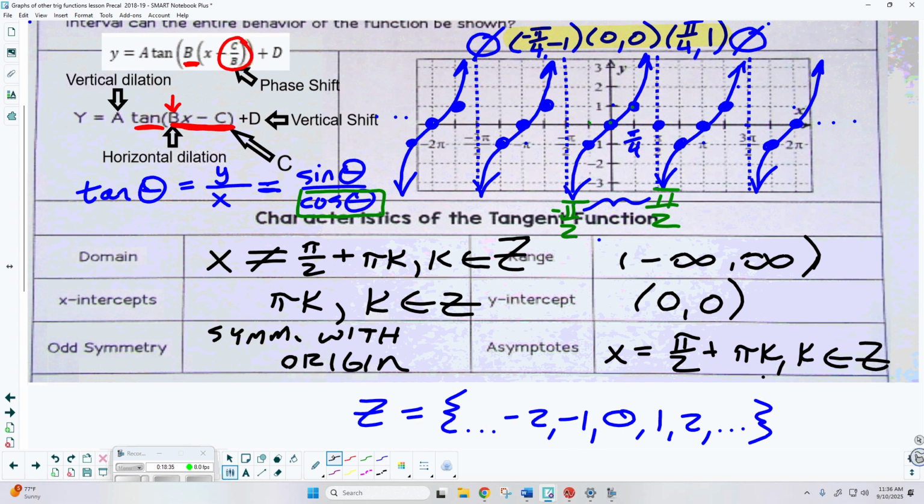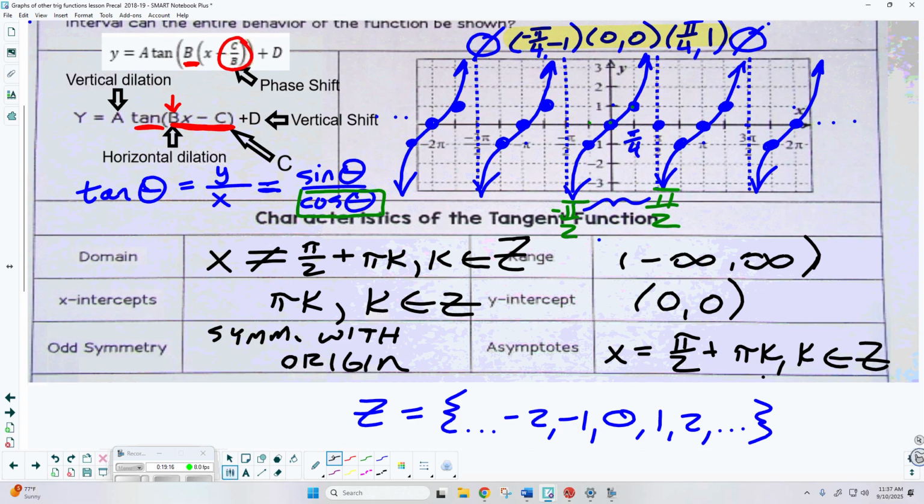Okay. So we also know that this is an odd function. It's symmetric with the origin. Remember, that means it has rotational symmetry. So if I took that picture right there, if I just flip it 180 degrees, not even a full rotation, it looks exactly the same. That's an odd function. Okay. It's infinitely tall, so the range is from negative to positive infinity. The y-intercept is at 0, 0. And then you'll notice the asymptotes, it's the same expression for the domain, because the domain is all reals except the locations of those asymptotes. Those are what we have to throw out.